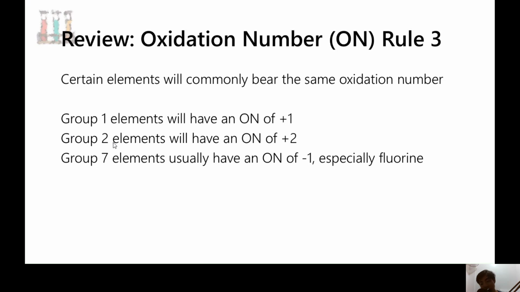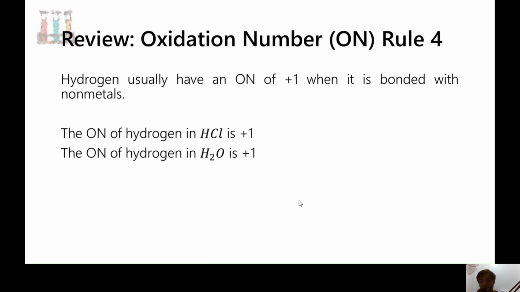Pero keep in mind, kung ano yung group number, usually yun yung charge. Pero if usapang oxidation number yan, we are just pertaining to these 3 specific groups. So group 1, positive 1. Group 2, positive 2. Group 7, usually negative 1, for fluorine. So, ganun lang.